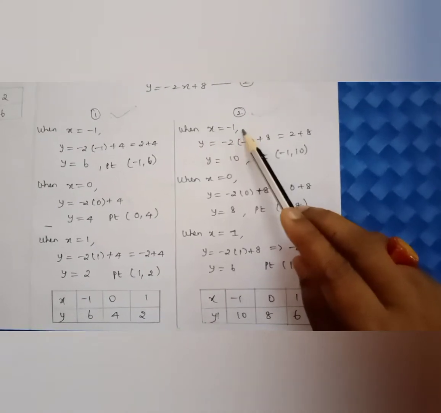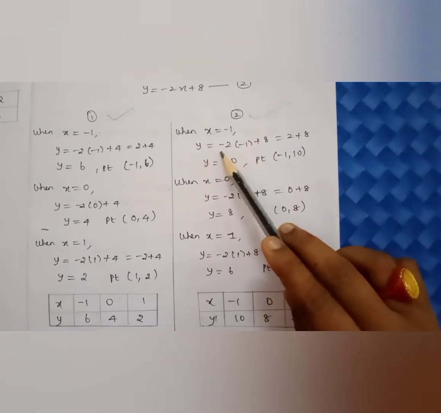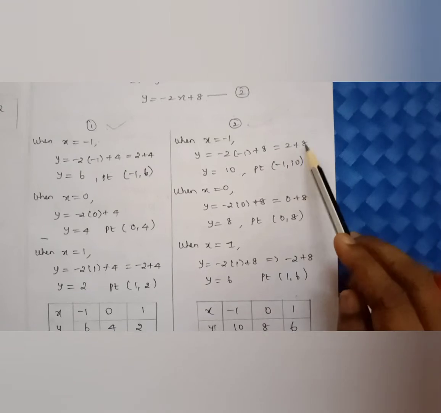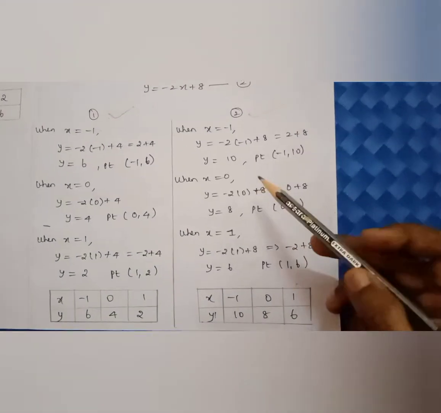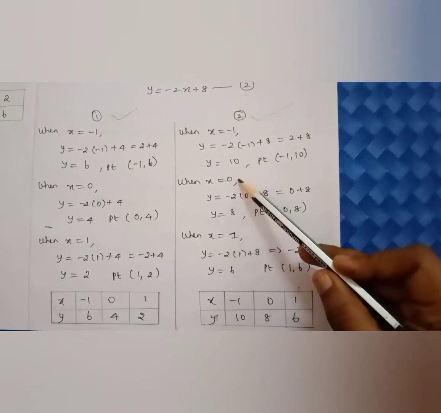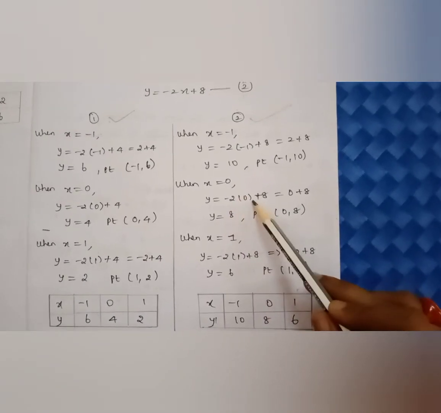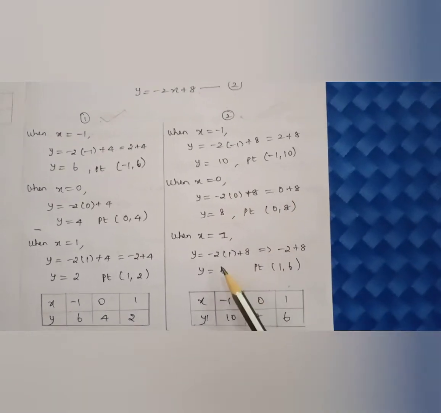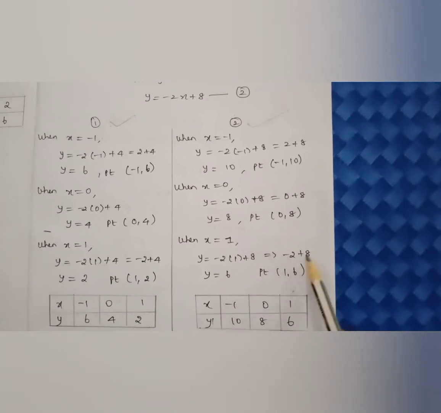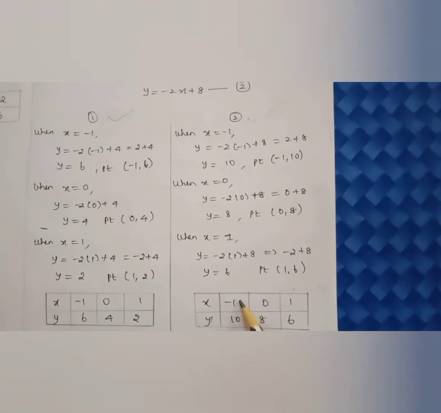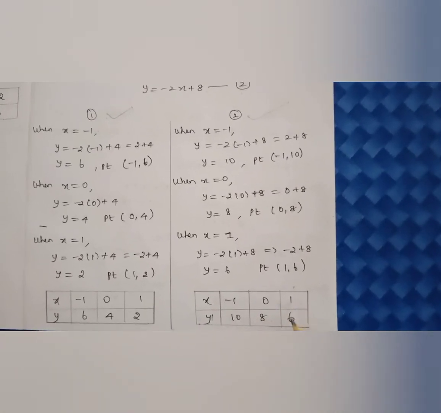Now, second equation. When I am substituting x as minus 1, y becomes minus 2 into minus 1 plus 8, which is equal to 2 plus 8, 10. So the point is minus 1, 10. Now I will go ahead with substituting x as 0. So y is equal to minus 2 into 0 plus 8. So the point is 0, 8. And when I am substituting x equal to 1, I am getting it to be minus 2 plus 8, which is 6. So the points are minus 1, 10, 0, 8, 1, 6.